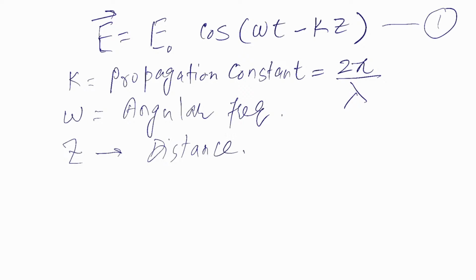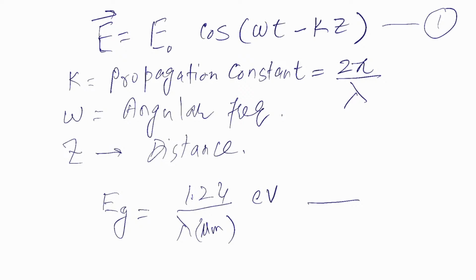Okay, so now we are talking about the wave, and wave is energy. So it means we need an expression for energy as well. The expression for energy is Eg equal to 1.24 over lambda, and this lambda is in micrometers, Eg in electron volts. So this is your formula number, let's say, 2.